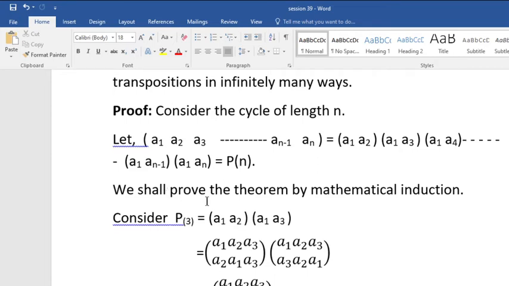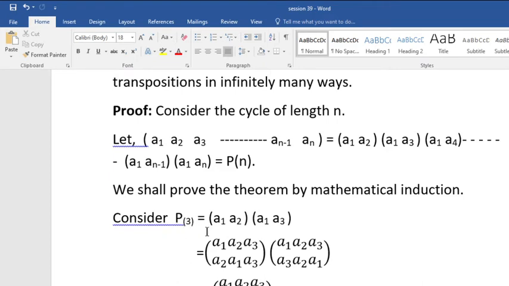So we are going to prove the theorem by mathematical induction. And we know that while using mathematical induction, we have three steps. The first one is to prove that the result is true for n equal to 1, and then assuming that the result is true for n equal to k, we prove that it is also true for n equal to k plus 1. Instead of taking n equal to 1, here the first step is to prove the result for n equal to 3.